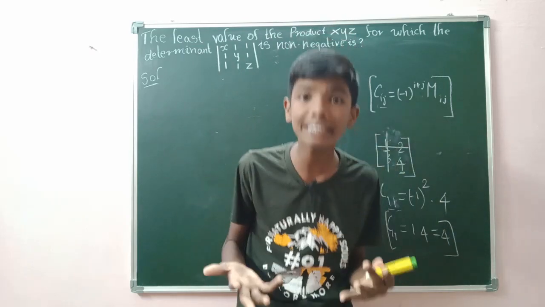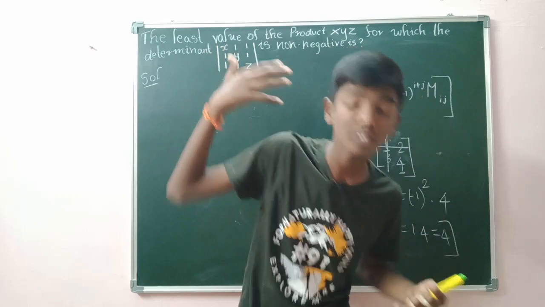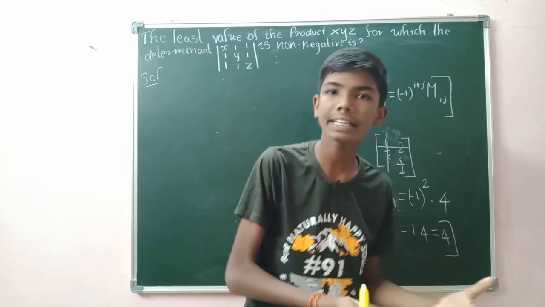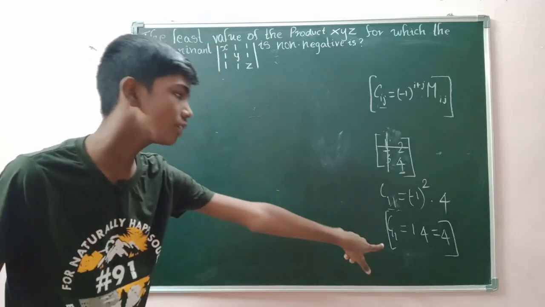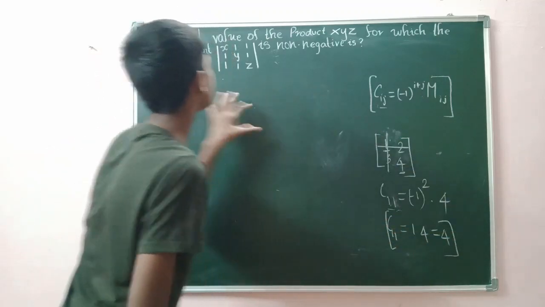Guys, these are all basic things that you are supposed to know because you are going to write JEE now. But anyway, I am teaching it. So C11 will be equal to 4. This is the same concept I am going to use here.